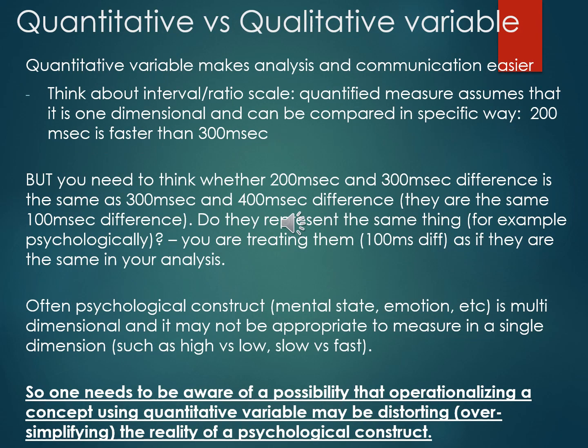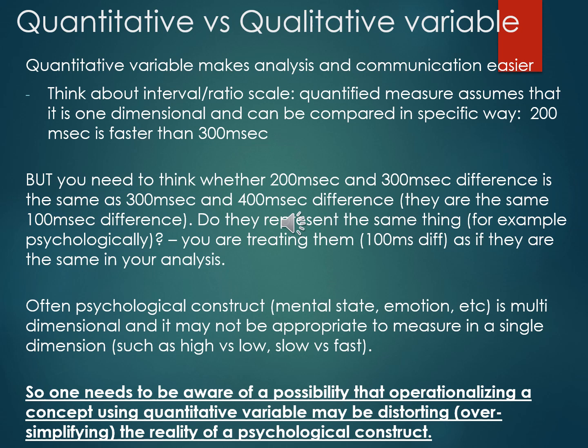In this slide, we talk about different ways of operationalizing a concept by translating it into a concrete value, an observable variable. On the one hand, people prefer quantitative variables, such as people's reaction time, which can be 200 milliseconds versus 300 milliseconds. Obviously, 200 milliseconds is faster than 300 milliseconds. However, even though we prefer quantitative variables, sometimes they can be misleading in the sense that they are oversimplified.